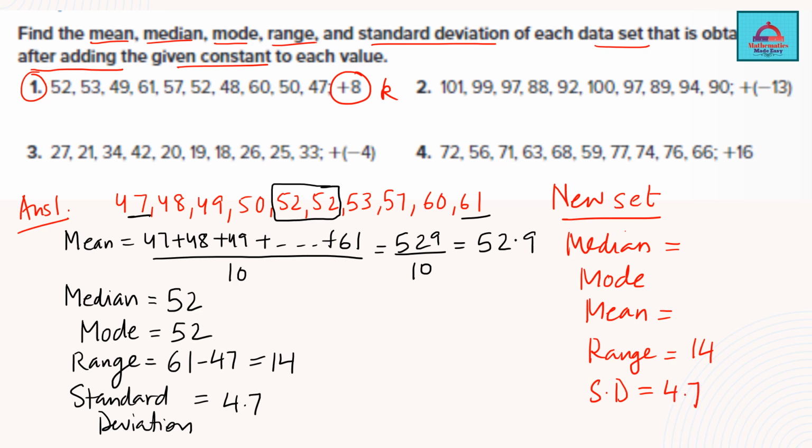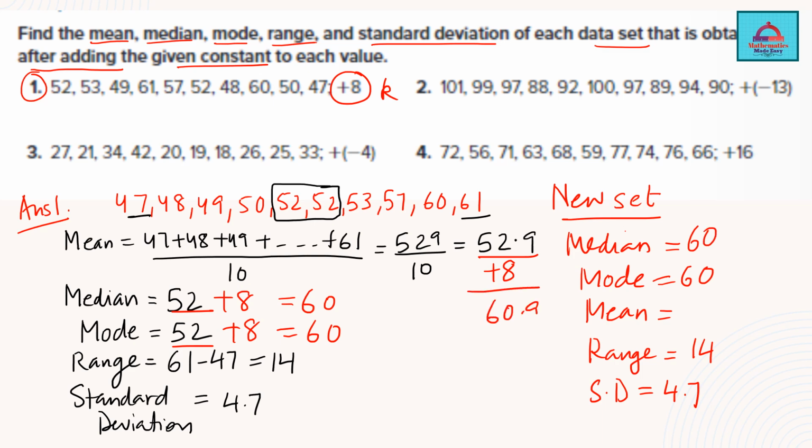No change. What is going to change? The mean, median, mode. So all of them are going to be added with k. What is the value of k? 8. So I add 8 to them. So plus 8 plus 8. So this is going to be giving you 60. Both median and mode are same, so I'm going to write 60 here, and 52.9 plus 8 is going to give you 60.9. So 60.9 the new mean. I hope you have understood the method.